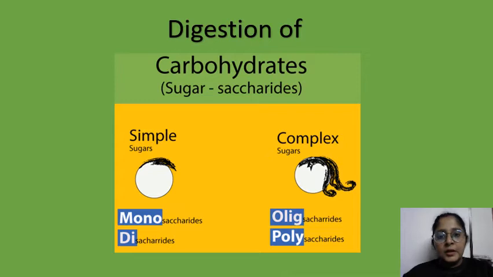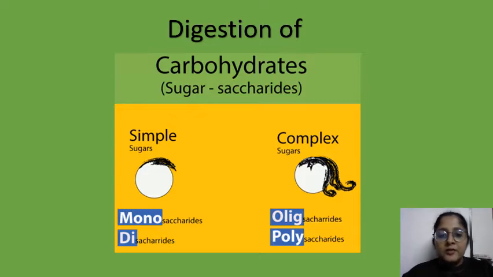Hello students. Today we'll be discussing the digestion of carbohydrates. Till date we have discussed the different parts of the digestive system, the digestive canal, and also the accessory organs. Now, how the food gets digested within this system or canal, we'll be studying in this video.